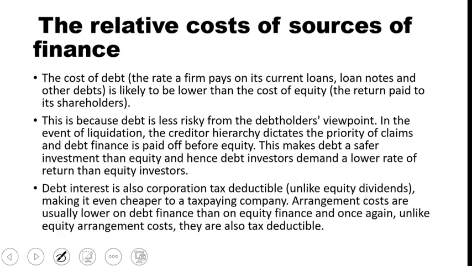Now, the cost of debt, that is the rate a firm pays on its current loans, loan notes, and other debts, is likely to be lower than the cost of equity, the return paid to its shareholders. This is because debt is less risky from the debt holder's viewpoint. In the event of liquidation, the creditor hierarchy dictates the priority of claims, and debt finance is paid off before equity.